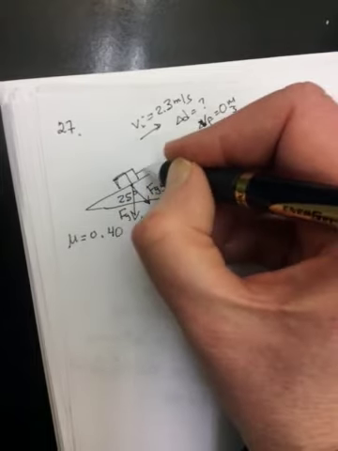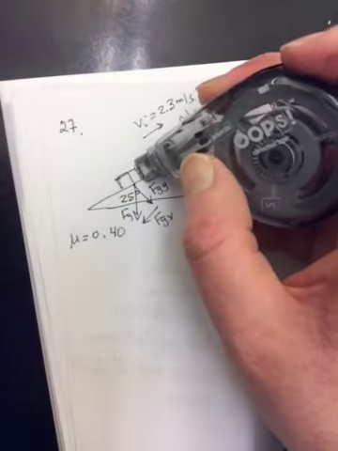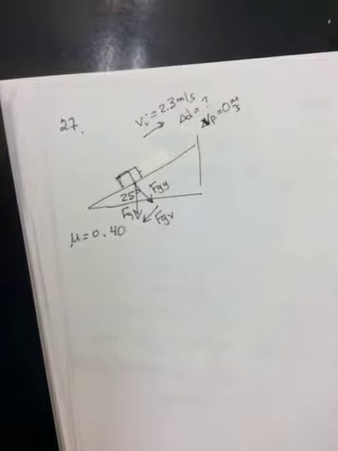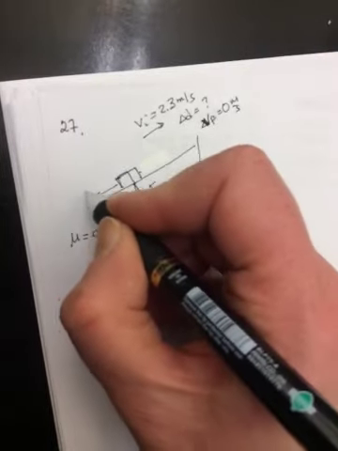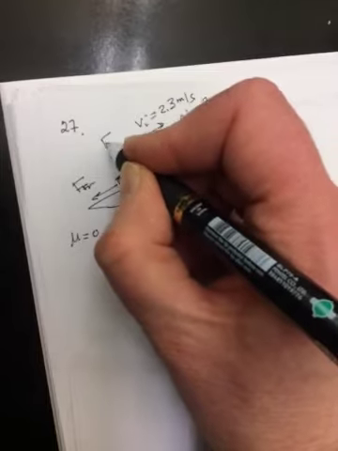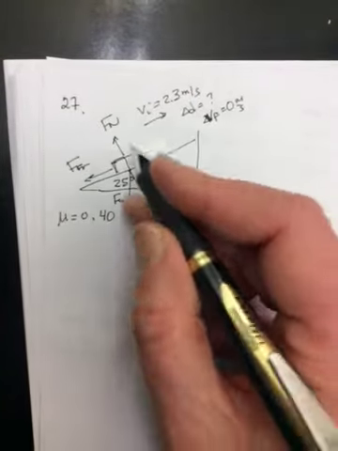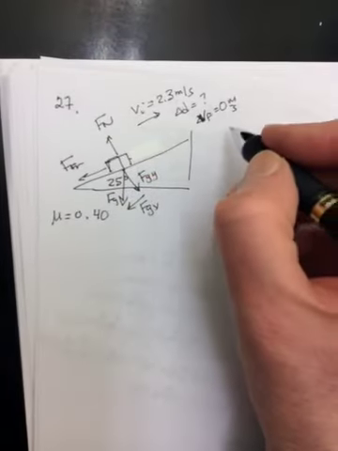They gave us a coefficient of friction. Whoops, it's moving up the incline. So friction will be acting down the incline. And this is Fn. Okay, so you want to find a. So the first step would be to find Fn.